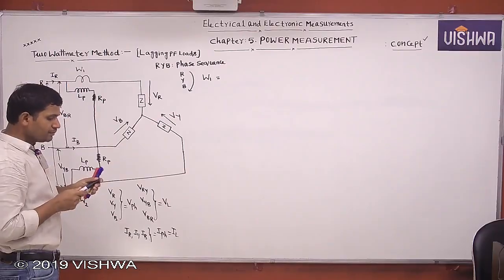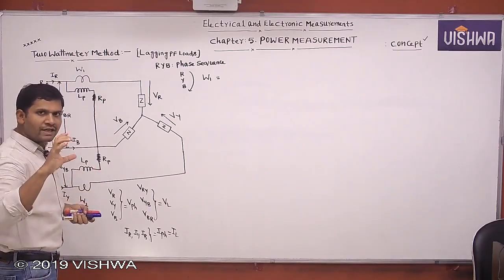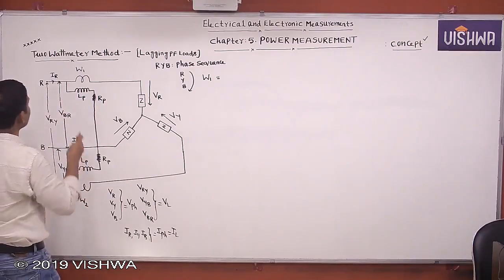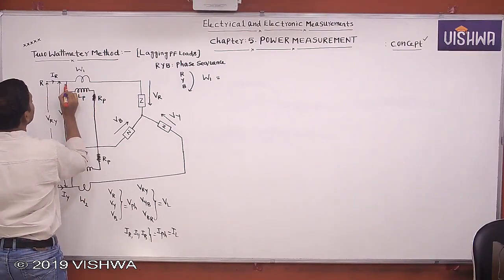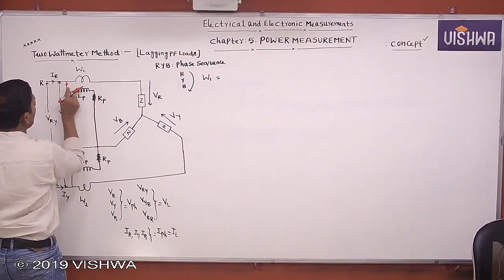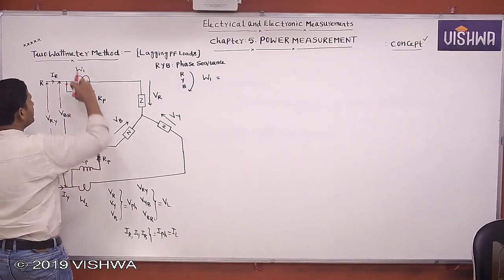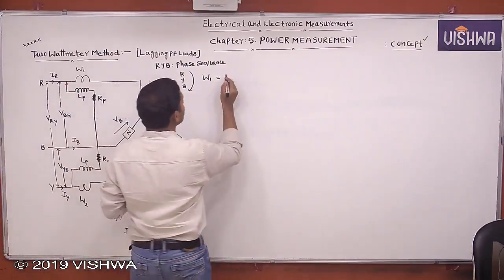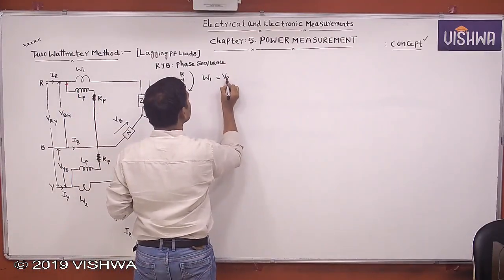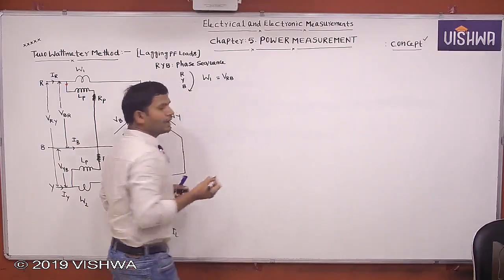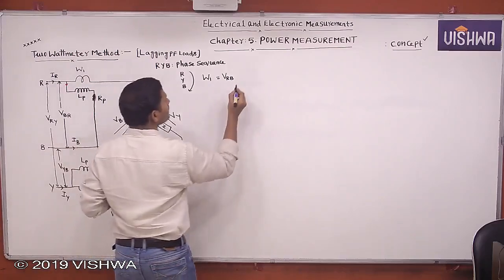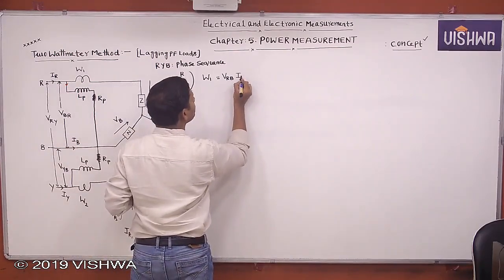The reason is, when you measure the pressure coil reading, you take the pressure coil voltage where the current is entering. The current is entering from R. That's why you take VRB. Pressure coil measures VRB, that is VRB into the current coil reading. What does this current coil measure? IR. Yes, VRB into IR.